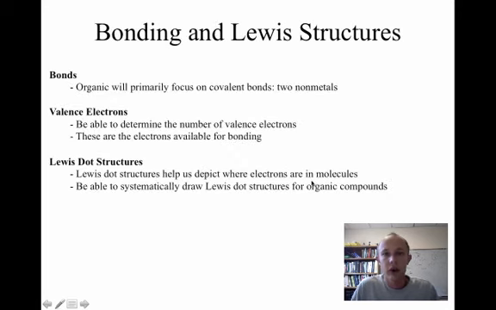Okay, so to review, what we talked about is bonds. Primarily in this class, we're going to be focusing on covalent bonds, which are those shared between two nonmetals. We want to be able to count valence electrons, and in order to do that, just look at the periodic table and figure out what column the element is in, and then use the number of valence electrons to generate Lewis dot structures for molecules, remembering that typically the number of unpaired electrons is going to be the number of bonds that the uncharged atom is going to make.